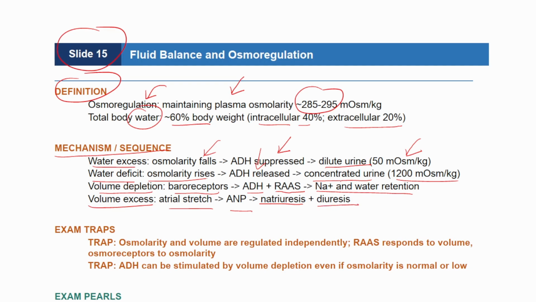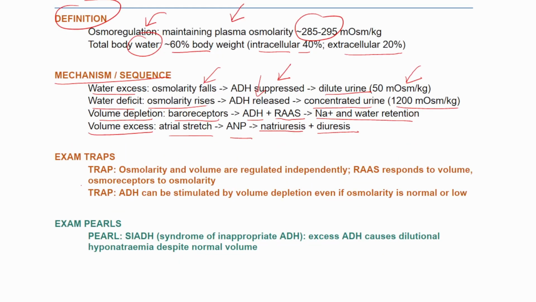This regulatory behavior brings us straight to two high-yield exam traps that frequently show up on IMAT questions. First, you must remember that osmolarity and volume are regulated completely independently, meaning that the RAAS axis responds specifically to blood volume, while osmoreceptors track plasma osmolarity. Second, pay close attention to the fact that ADH can be strongly stimulated by volume depletion, even if systemic osmolarity happens to be perfectly normal or low.